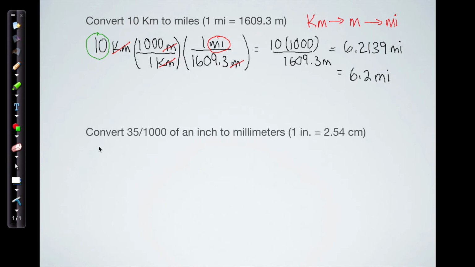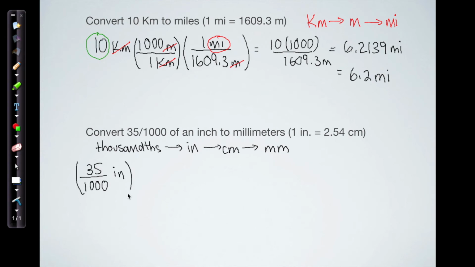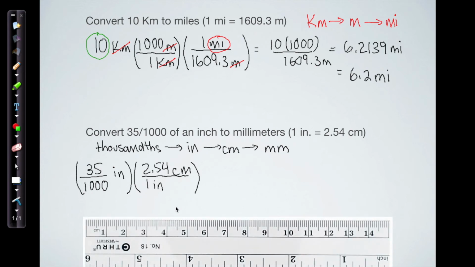Well, let's try another one. Let's convert 35 thousandths of an inch to millimeters. A thousandth of an inch is a very common machining unit. So we'll go from thousandths of an inch to inches to centimeters to millimeters in this case. So if I take 35 thousandths of an inch and put that in parentheses and then multiply by another big open parentheses, and I'll convert from inches to centimeters, and so there's 2.54 centimeters in 1 inch.